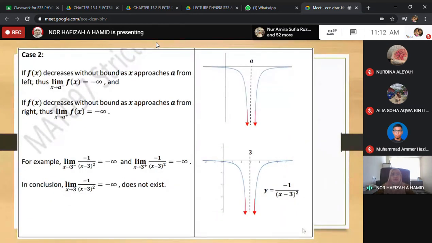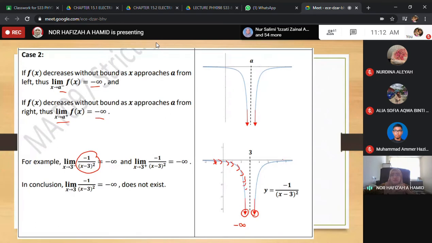Next for case 2. Case 2 is when x approaches a from the left, we have negative infinity. And when x approaches a from the right, we also have negative infinity. Okay, so for example, we have this function. When x approaches 3 from the left, the graph is moving downward. Okay, so the graph has an arrow here. So moving downward equals negative infinity.